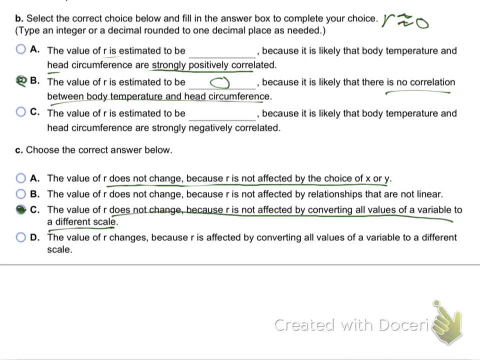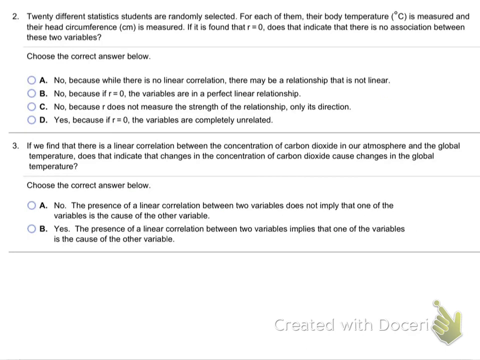All right, enough with that crazy question. All right, let's try number 2. 20 different stat students are randomly selected for each of their body temperature, same thing. It's found that R is 0, as we'd expect. So if R is 0, does that indicate that there is no association? Careful. Remember, if R is close to 0, that doesn't mean there's no relationship.